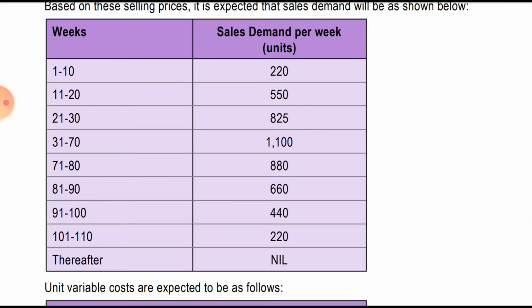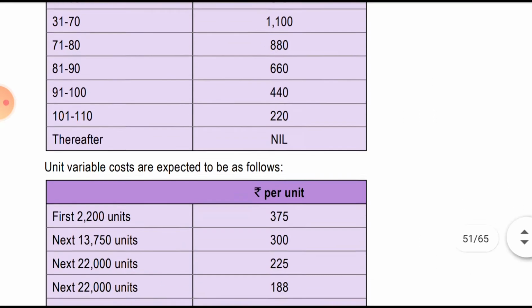For weeks 21 to 30, it is 825. For 31 to 70, earlier they had given breaks of just 10 weeks, 1 to 10, 11 to 20, 21 to 30, but now it is a range of 40 weeks. 31 to 70, it is 1100. Then there is a reduction in sales from 1100 to 880 from the 71st week to 80. 81 to 90, there is again a reduction. Then 91 to 100, again a reduction. 101 to 110, again a reduction to 20 units per week. Thereafter there will be nil.